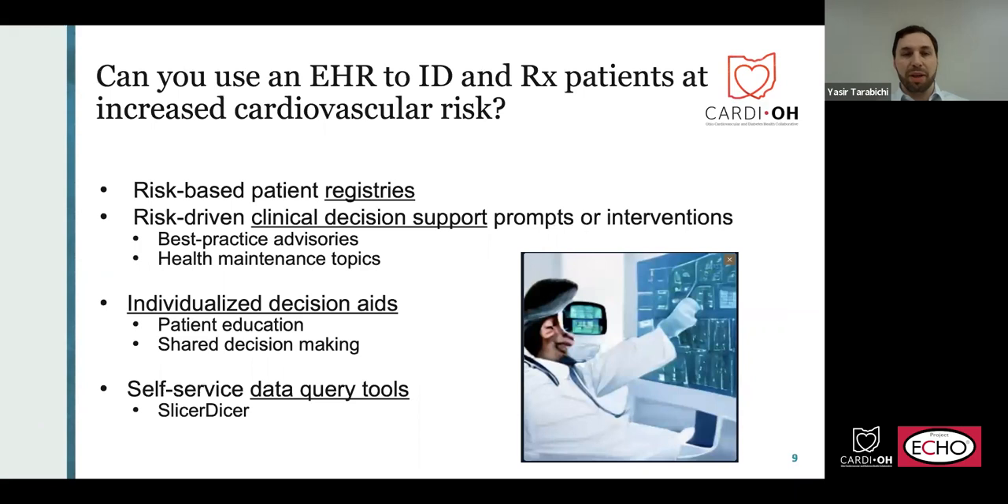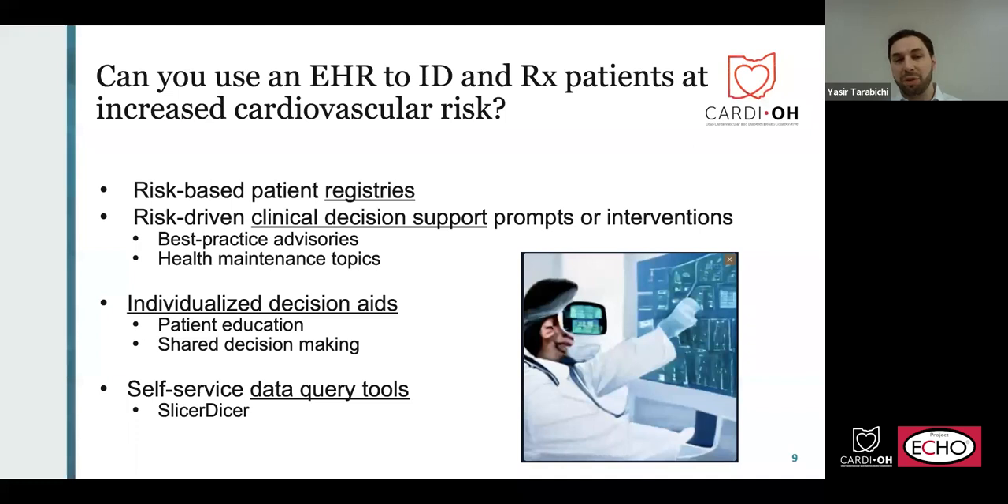The question that I posed at the outset here is, can you use an electronic health record to identify and/or manage patients at increased cardiovascular risk? If you think about the kind of data points that go into the EHR and the kind of systems that we have to leverage, there are a couple of potential options, and you may have seen or heard some of these through your journey into the electronic health record.